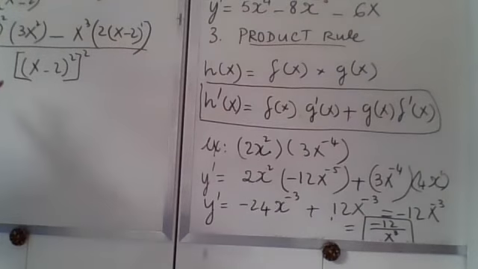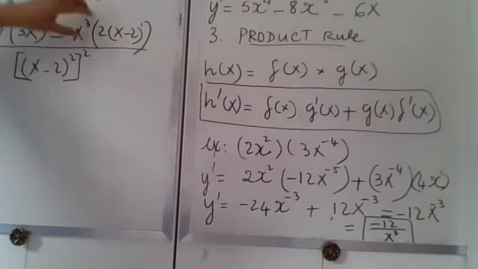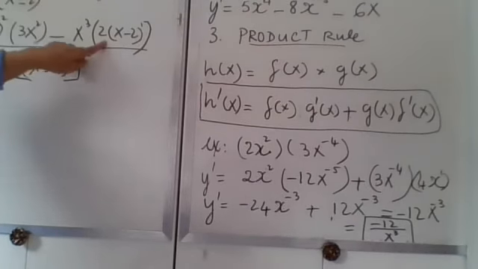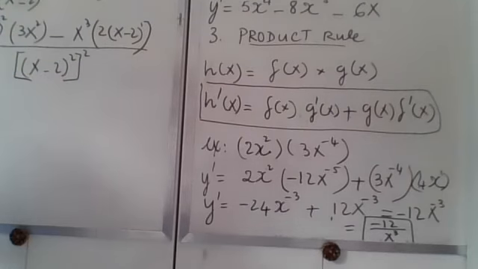So I'm going to repeat this because it looks a little bit complicated. I'm going to keep the denominator the same, x minus 2 to the power 2. Times the derivative of x to the power 3, which is 3x squared, minus, now I'm going to keep the numerator the same, x to the power 3, multiplied with the derivative of this bottom, which is 2 times x minus 2 to the power 1. So I'm done.